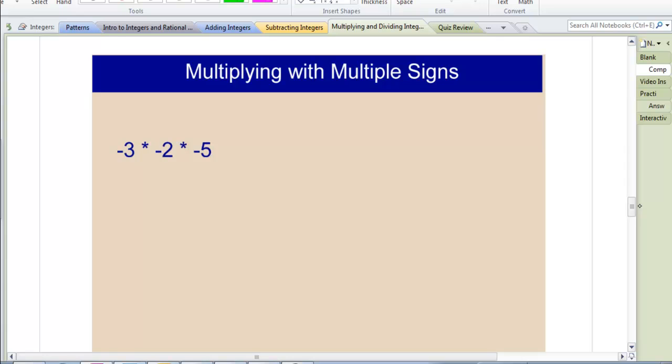Now, another thing I want to mention is how to multiply when you have multiple signs or when you have more than one number. So for example, negative 3 times negative 2 times negative 5. Well, if we work from left to right, we're going to end up with positive 6 times negative 5, and then that gives us negative 30. But sometimes with our problems, it's a lot easier to think about what the sign is and then do the math than to worry about keeping up with the sign the whole time.